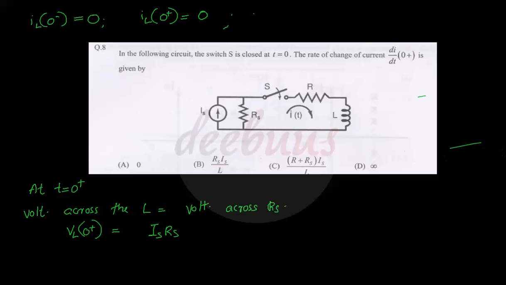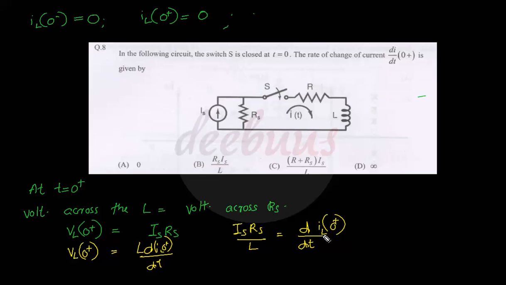But we know the voltage across the inductor, VL(0+), equals L into di/dt of IL(0+). Now we can equate these two expressions, that is ISRS by L equals d/dt of IL(0+). Therefore, the rate of change of current is equal to ISRS by L. So option B, right? Option B.